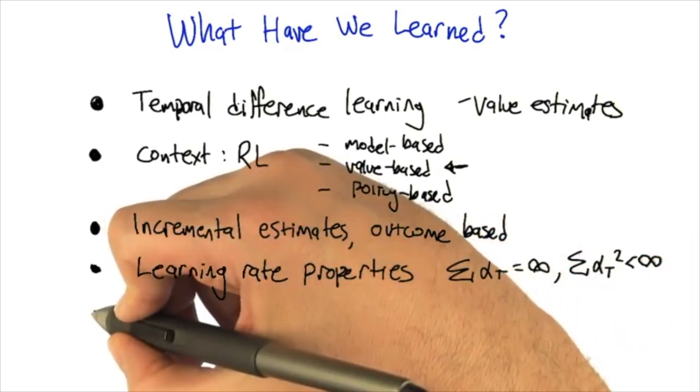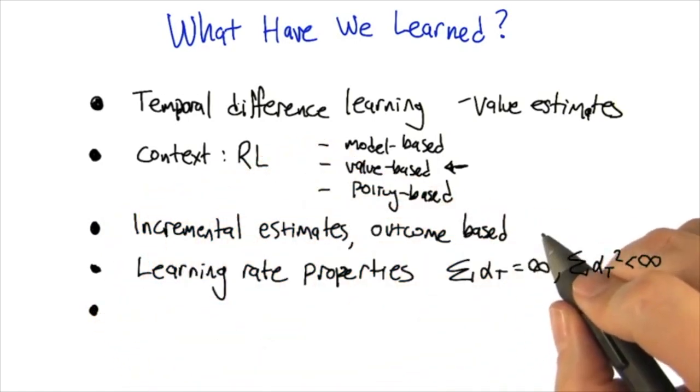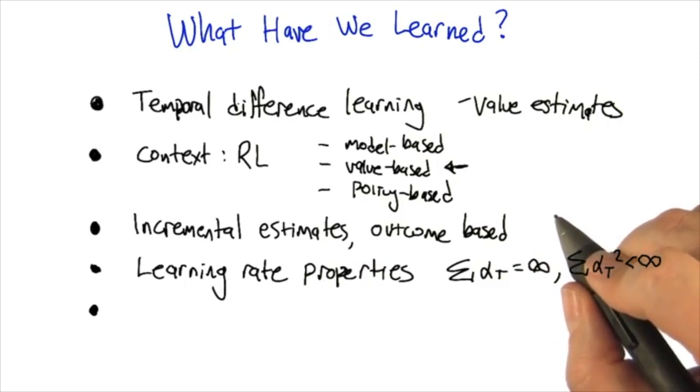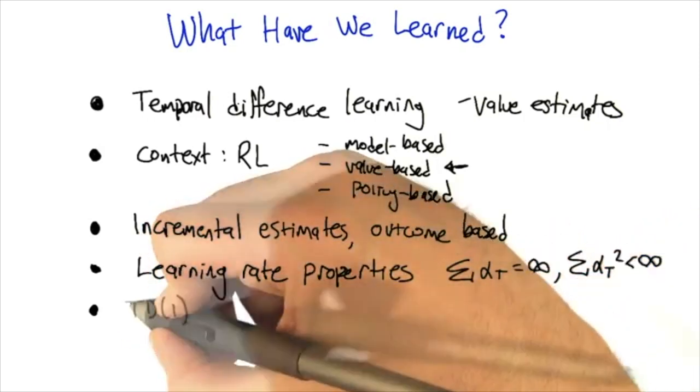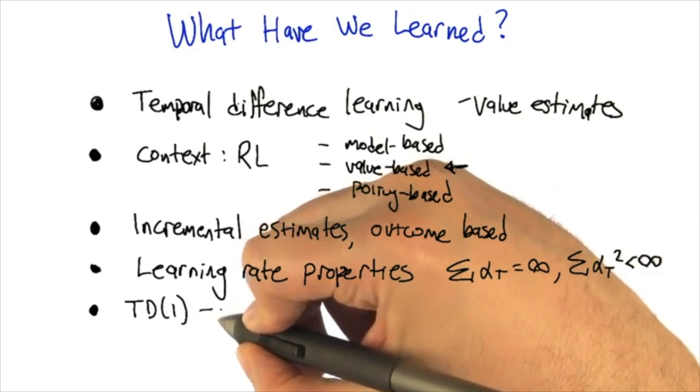I mean, we took a lot of slides to get there, but it turned out the algorithm that we derived looked a lot like something we called TD1. We gave it a nice little name. And TD1 was very nice, except it was inefficient in the way that it used data.